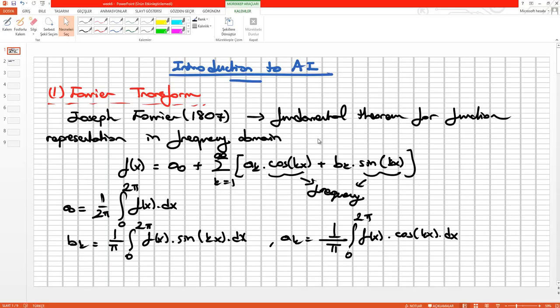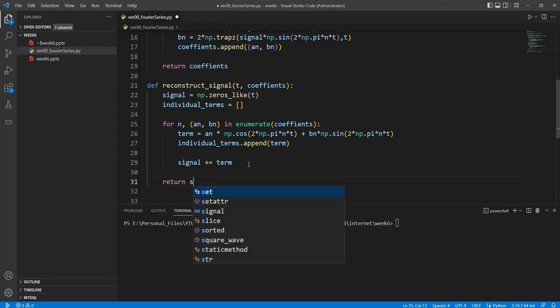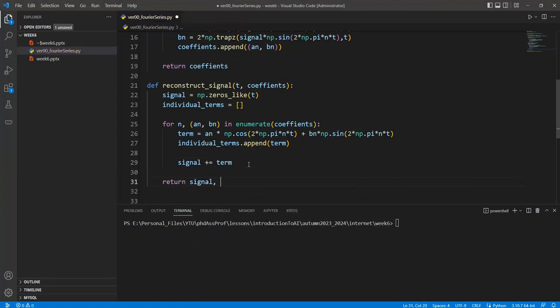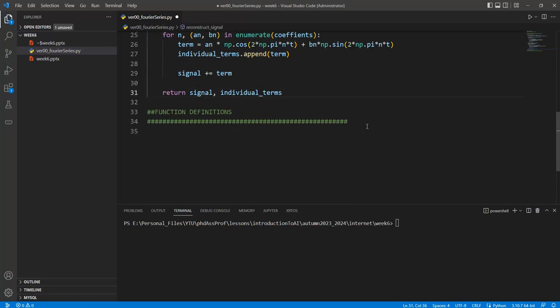Okay, right? So after that we can return the signal and the individual terms. Okay, so these are the functions, and after that we should give the main code in here. Main code.